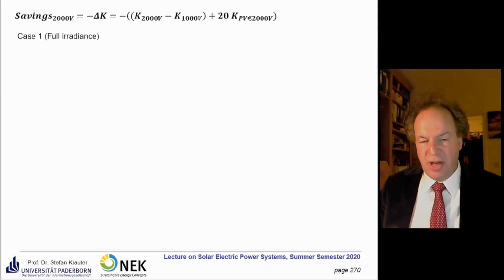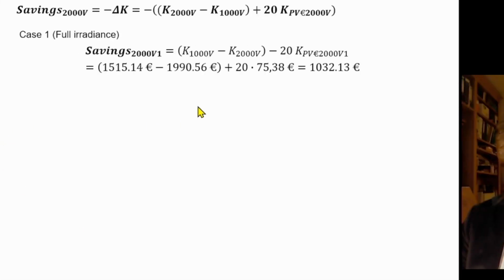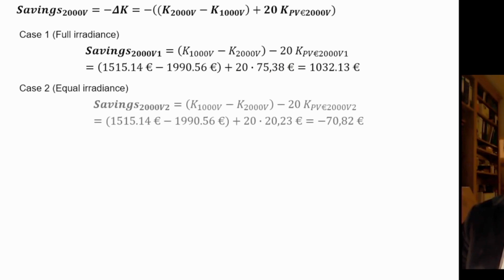Last but not least, 2000 volts. Let's take a look at the savings. They are biggest here. This is 1032.13 euros. We spend more on cables, but we save also more. And for equal irradiance, the savings is also negative, so we don't save anything. We put that as a result.